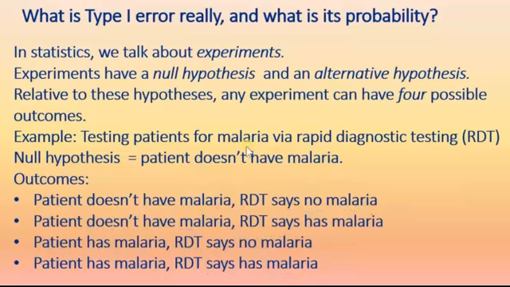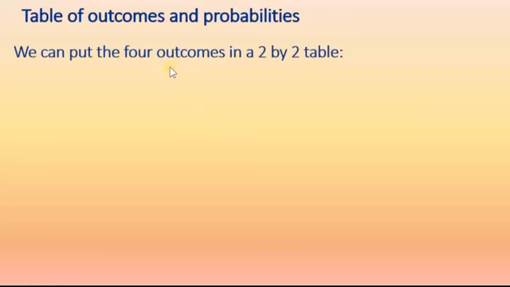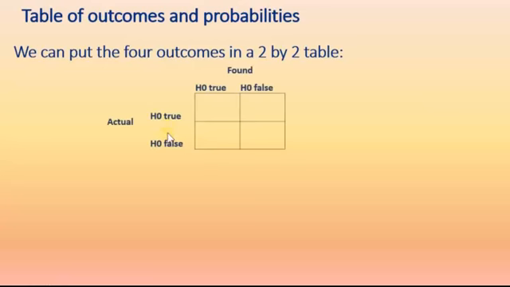All right then. So let's make a table of the 4 outcomes and their probabilities. So the 4 outcomes can be put in a 2-by-2 table because we have 2 actual situations, H0 can be true or false. We have 2 findings that are possible from the test. The RDT test can either find that H0 is true or H0 is false. All right, so let's take some example. Let's suppose that we test 1,000 patients.